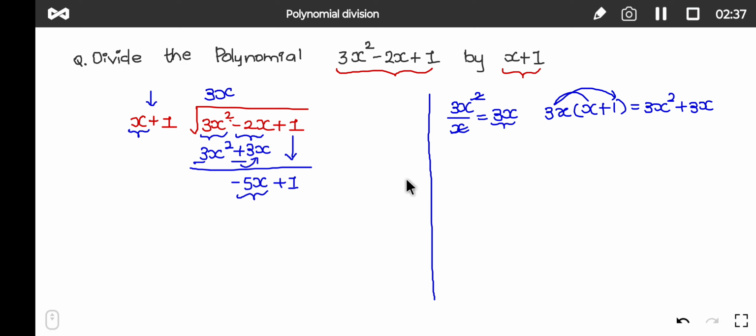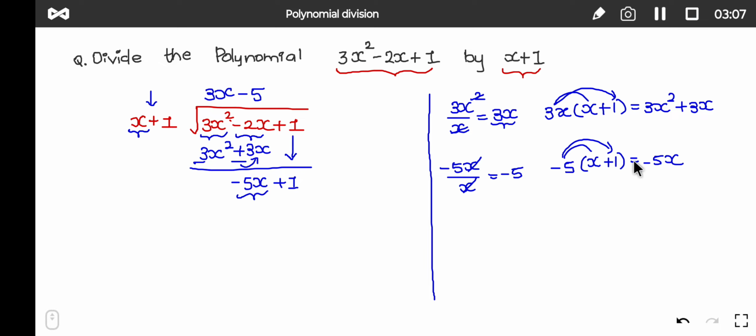Look at the first term here, which is minus 5x, divided by the first term outside, which is x. So if we cancel out x, what will remain? Minus 5. So we'll write down this minus 5 in the quotient. The next step is to multiply that minus 5 with the divisor, which is x plus 1. Okay, so if you multiply minus 5 into x, we get minus 5x, then minus 5 multiplied with plus 1, minus 5 into 1 is minus 5. So we'll write down here minus 5x minus 5.